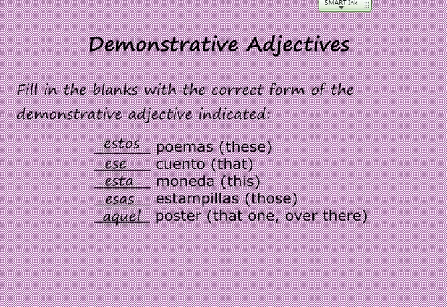Okay, you are now finished with the demonstrative adjectives notes. So all that you have to do now is go back to my website and make sure that you take the formative assessment, which will show me how well you've understood both comparisons from the first video and demonstrative adjectives from the second video.